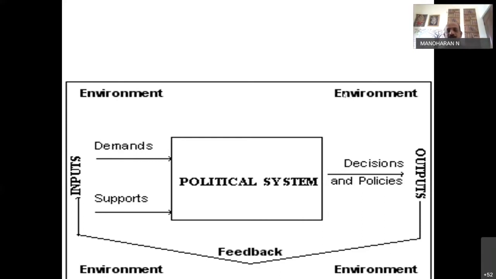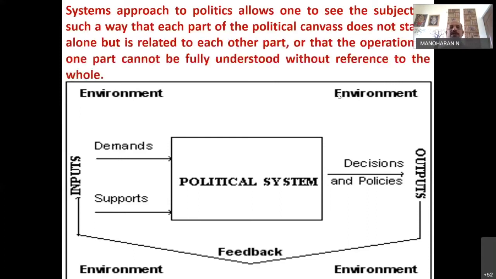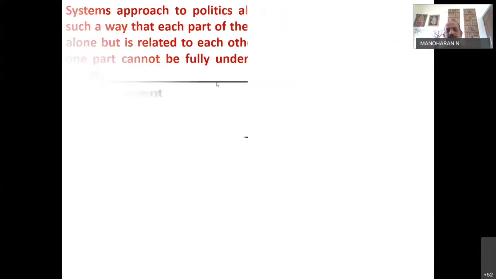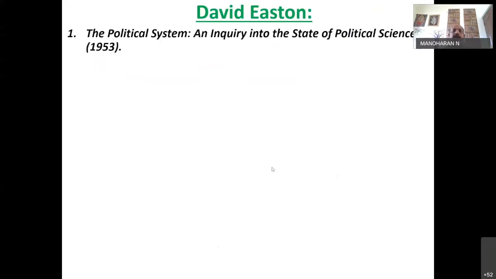So with that context, let me go into it. All I tried to explain was simply this: if you want to understand any system, systems theory will help you a lot. That is where the significance of systems theory lies. So now we'll go into who was responsible, and David Easton was responsible for this. This was his work, The Political System.